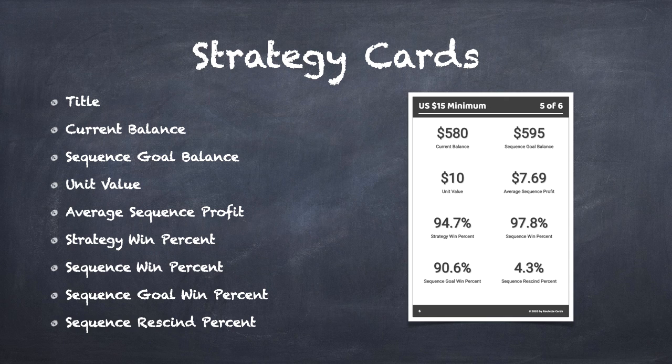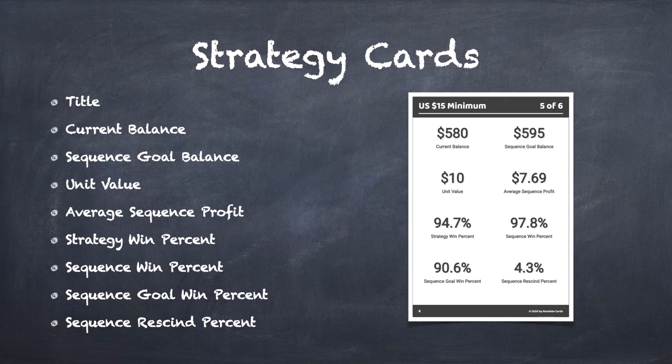Then we have our units of value, right? So you saw in the previous section where we talked about how much profit per unit. Well, in this case, our unit is $10. And then we have our average sequence profit. All right, so you could have sequences that have a positive profit at some point and a negative point, or maybe even zero. When you average up all of those profits for this bet sequence, this is the average bet sequence profit.